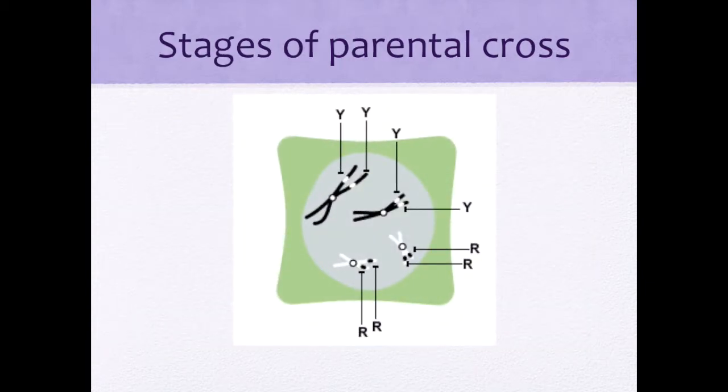First stage of the parental cross. This shows a cell with two homologous pairs of chromosomes at the start of meiosis. The chromosomes have already replicated. The dominant allele for the gene for seed color is present on both members of one of the homologous pairs, and the dominant allele for the gene for seed shape on the other pair.